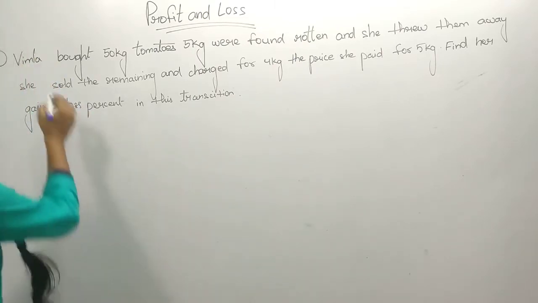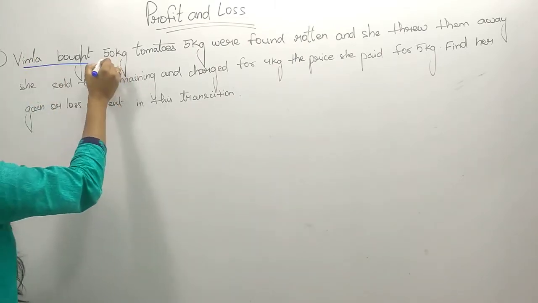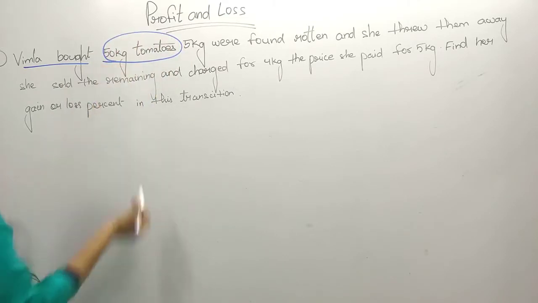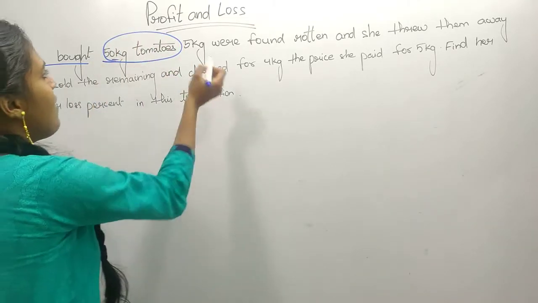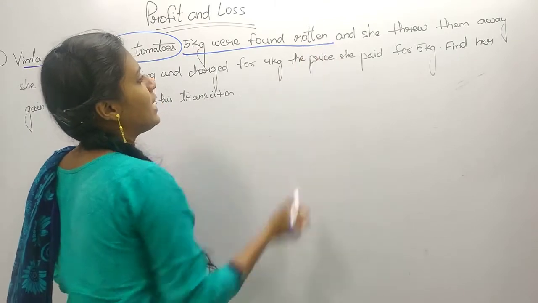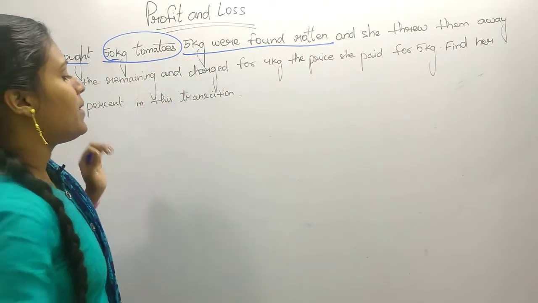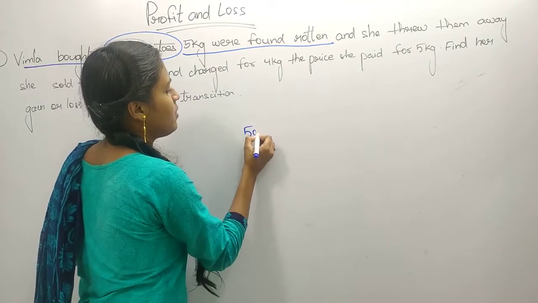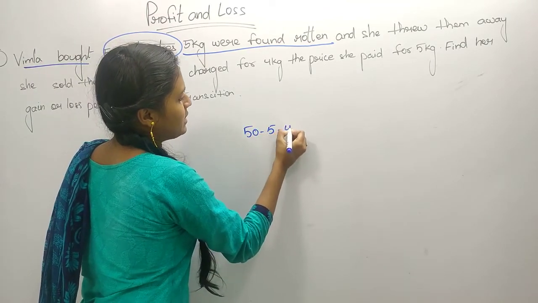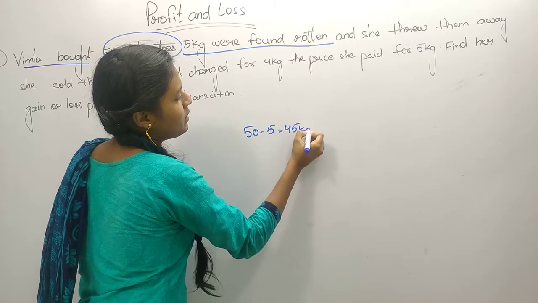First, Vimal bought how many kg of tomatoes? 50 kg of tomatoes. Among 50 kg, 5 kg were found rotten. That means how much? 50 minus 5. How much? 45 kg. Okay.